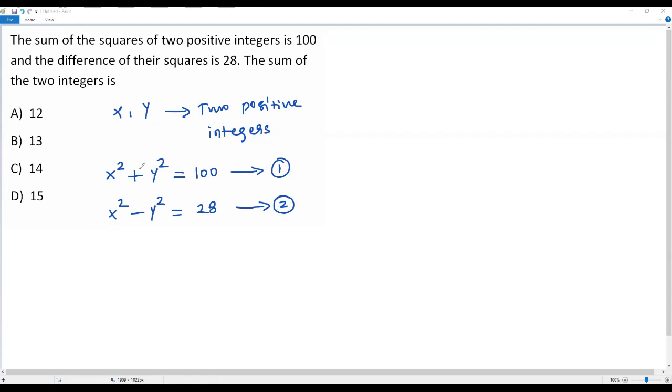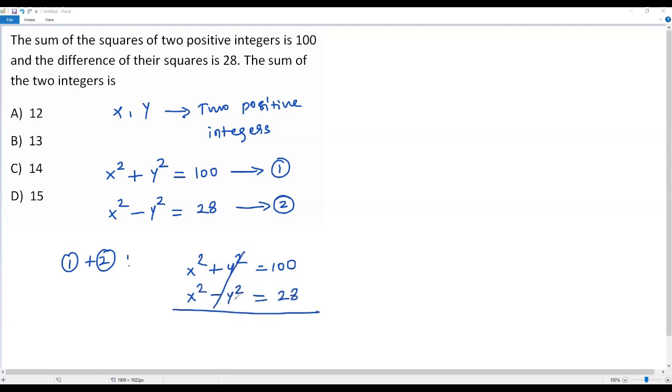If I add the two equations, I'll be able to cancel out y squared, because y squared is positive in the first equation and negative in the second equation. So we can eliminate y squared if I add the two equations. Let me add them. So equation 1 plus 2: x squared plus y squared equals 100, and x squared minus y squared equals 28. When I add them, the positive y squared and negative y squared cancel out. Combining x squared and x squared, I'm getting 2x squared. On the right side, 100 plus 28 gives 128. So the equation is 2x squared equals 128.